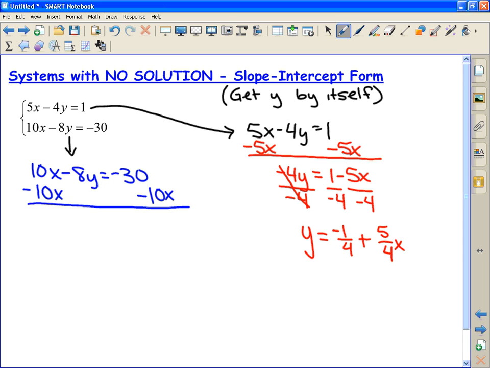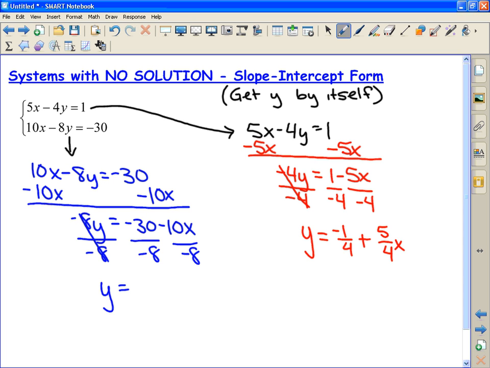All right. Now what I get is negative 8y. Don't forget to bring your sign down. Equals negative 30 minus 10x. I would really like to get that y by itself, so I need to divide everything by negative 8 still. And again, I'm going to leave my answers in fraction form. So I get the y by itself because the negative 8's canceled.